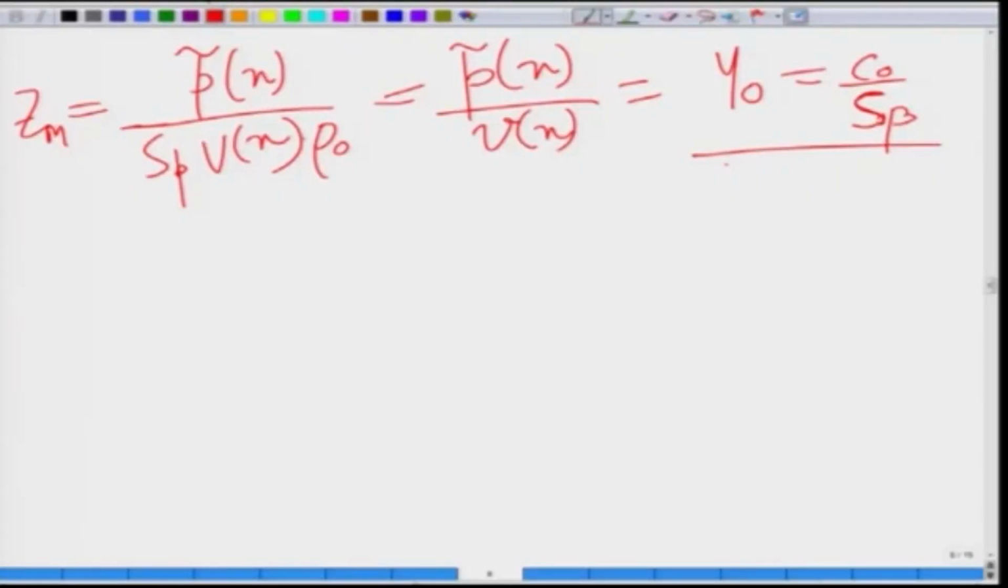But it is important to see this part C naught by S p, which is the characteristic impedance, and with this I think we will conclude our discussion for this week's lecture.